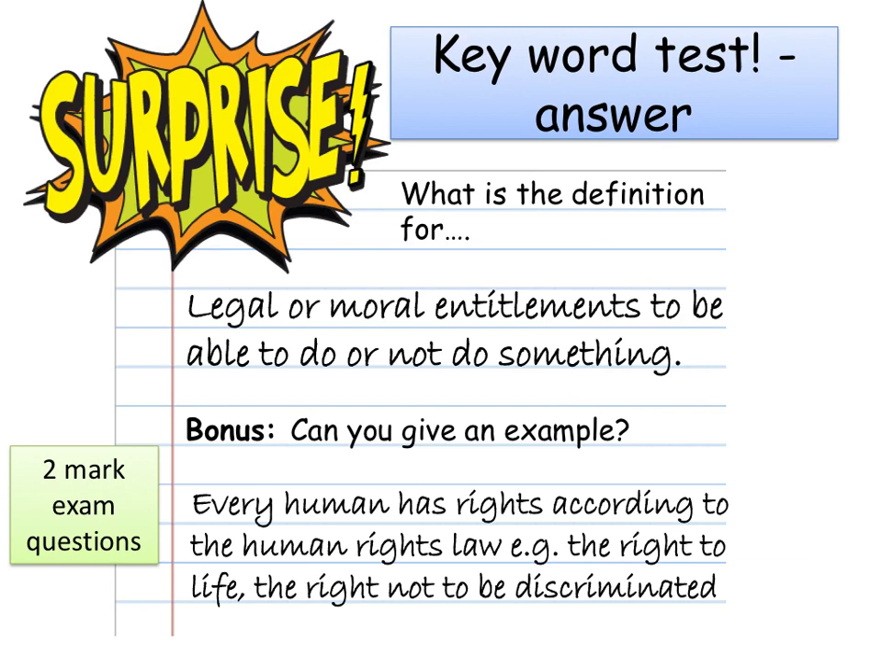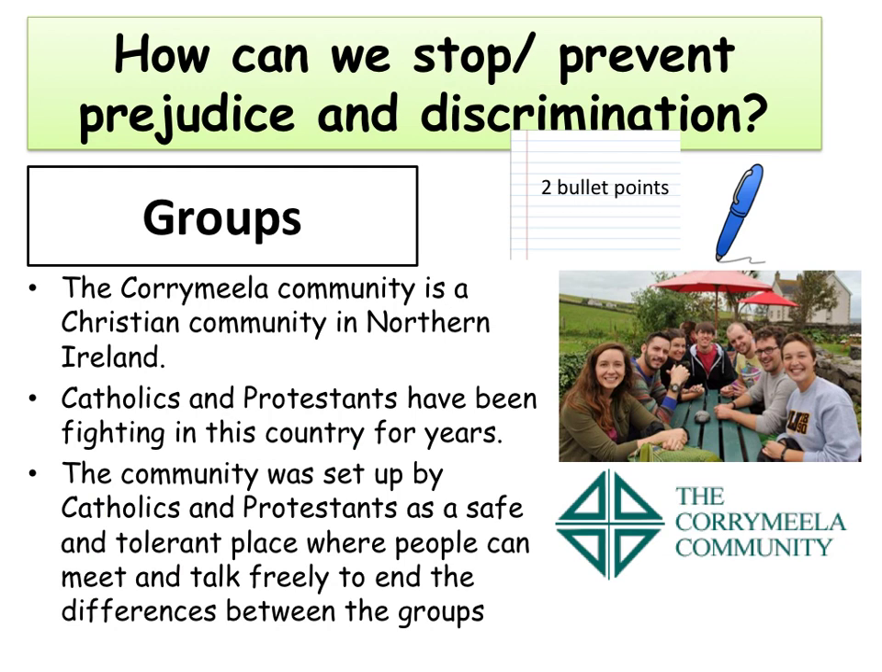Other rights in some countries could include the right to vote or the right to a fair trial. Back to our question of how we can stop prejudice and discrimination. Remember, whilst we go through this, you need to make 2 bullet point notes on how this thing would stop prejudice and discrimination. One thing that can happen is that people form groups.